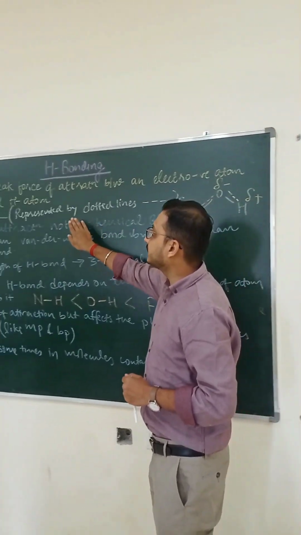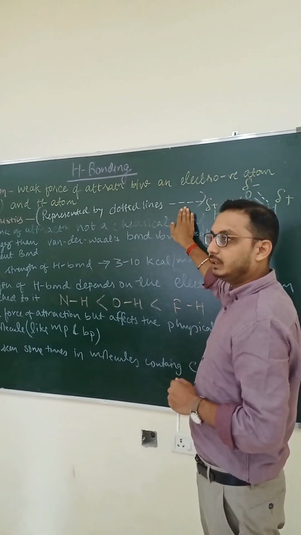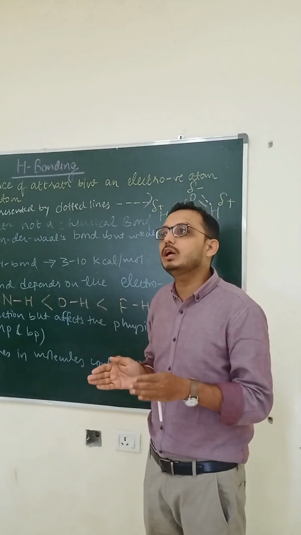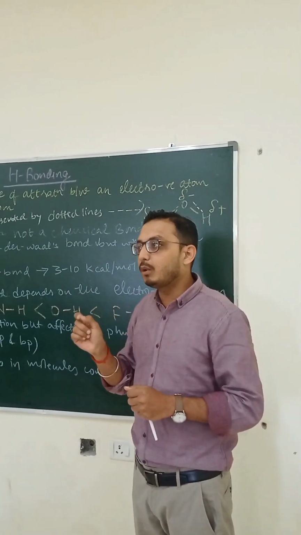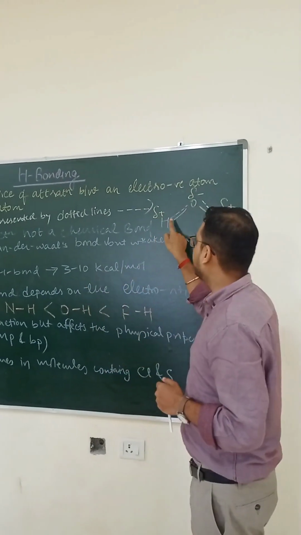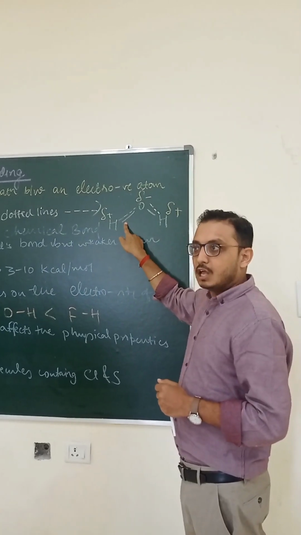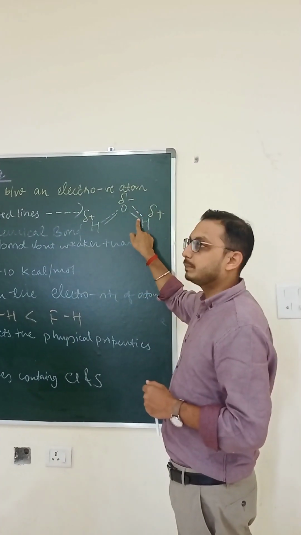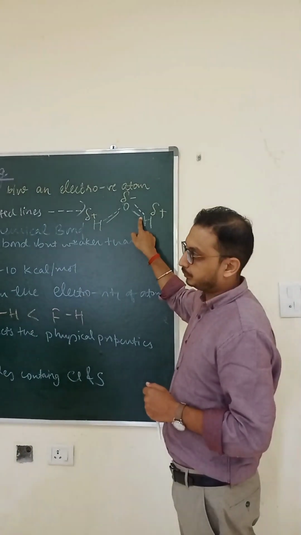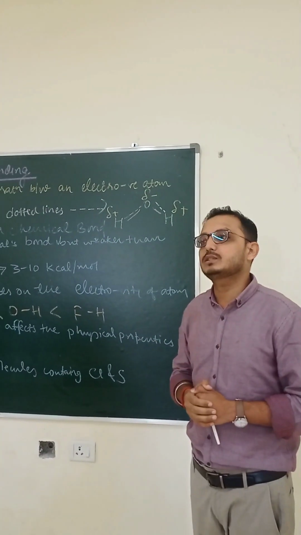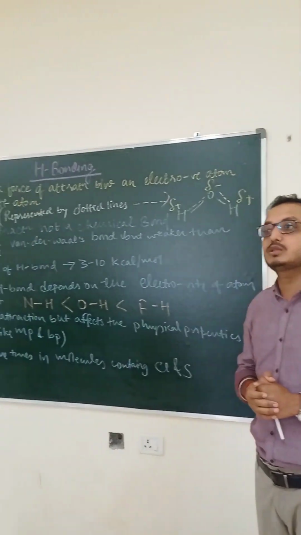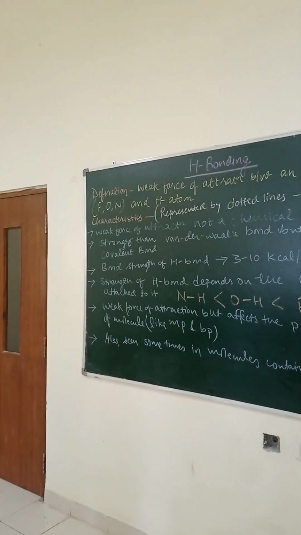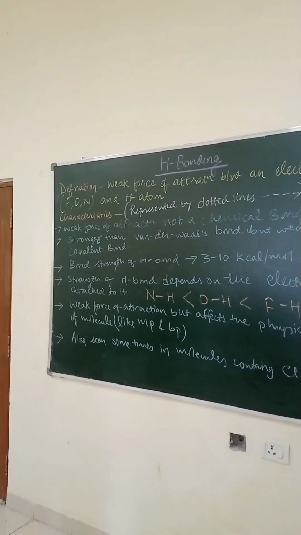The hydrogen bond is always represented by a dotted line, whereas our stronger bonds like your covalent bond and ionic bond are always represented by a complete line. Am I clear? So wherever we are representing the hydrogen bond, it should always be with dotted lines. Now we come to the characteristics of hydrogen bond. This is also very important for your examination, 1 or 2 mark question. What are the characteristics of hydrogen bond?